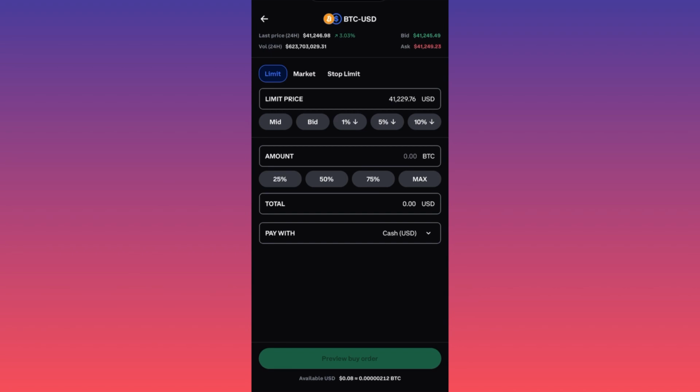The other thing that you should consider is that trading crypto always comes with a fee. So when you buy and sell, you're going to be charged a small fee based on the quantity of the trade and how often you trade. This is something very important.